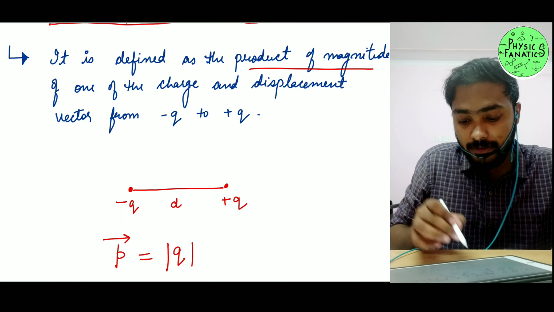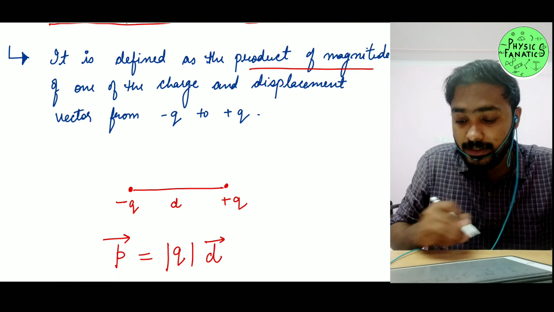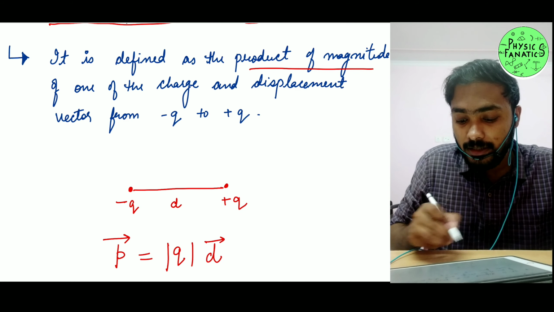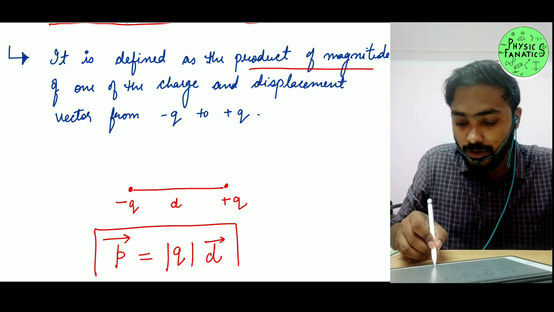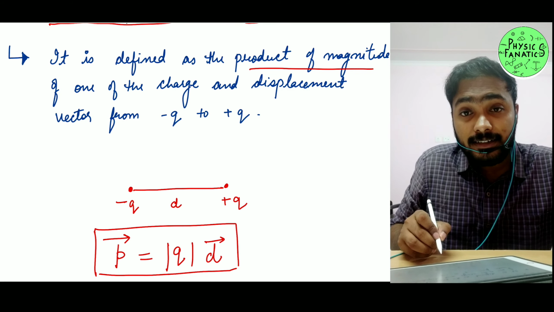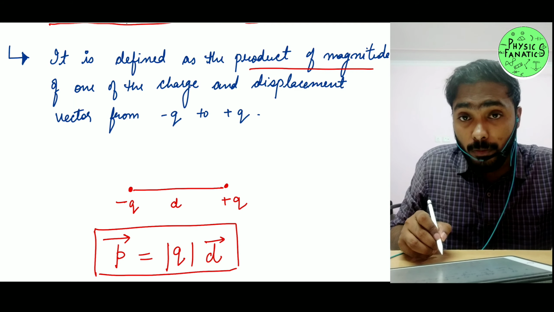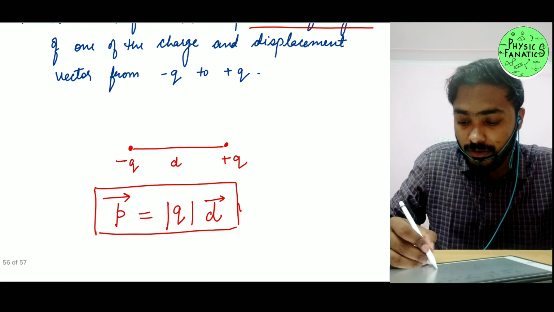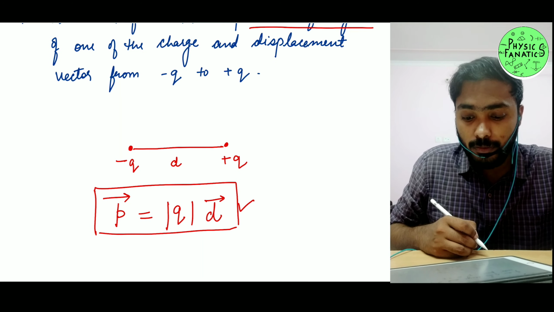Now, let me call the displacement vector d. D is the shortest distance between minus q and plus q, so d vector is my displacement vector. Now this is what you call your electric dipole moment. This is how you define your electric dipole moment.